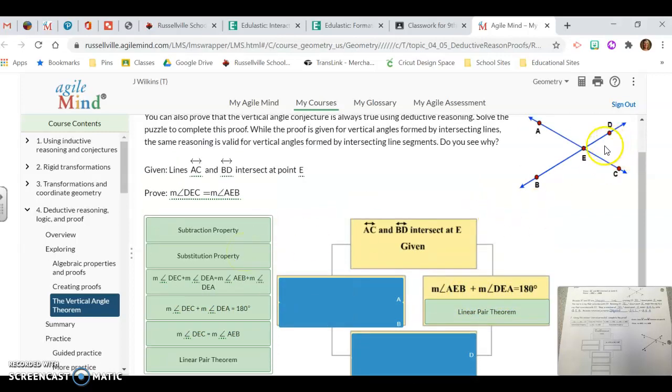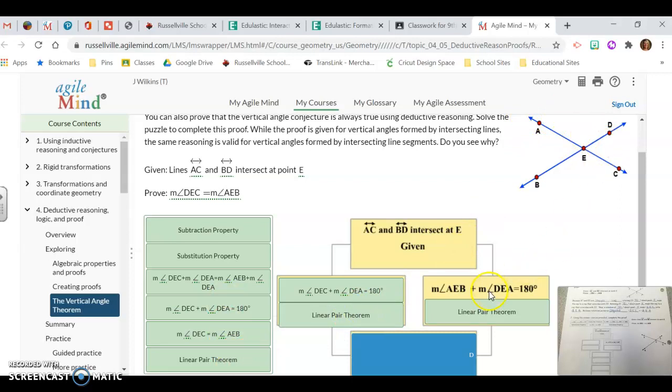So we have DEC, which is this angle right here, angle DEC, and angle DEA. So these two angles add up to 180 degrees. And we know that because they are a linear pair. The linear pair theorem says that they add up to 180 degrees.